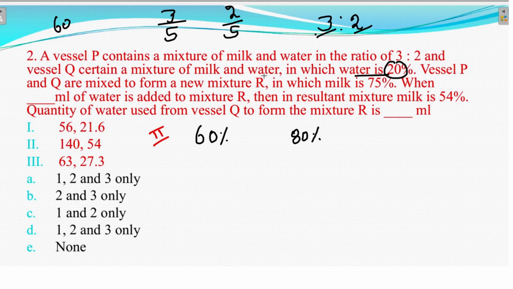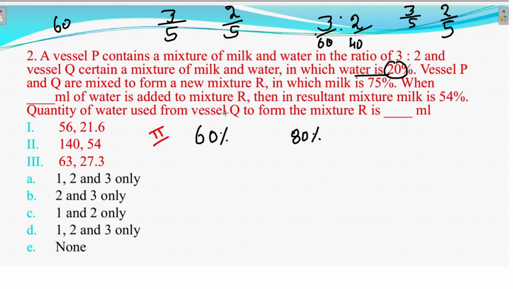If I solve this 3:2 ratio in percentage, you will get 60 and 40. I hope everyone understands. How much milk is there? 3 out of 5. How much water will be there? 2 out of 5. That is the meaning: 3 by 5 is 60, 2 by 5 is 40. So I have to use the alligation concept.